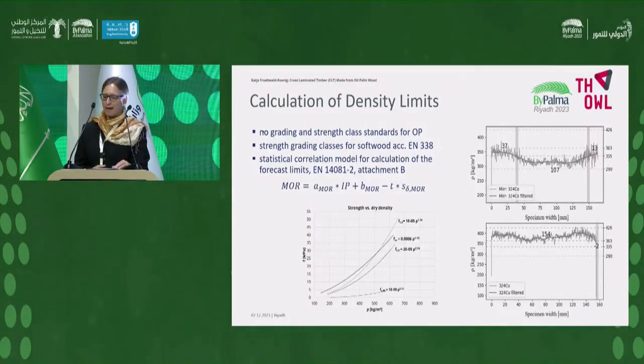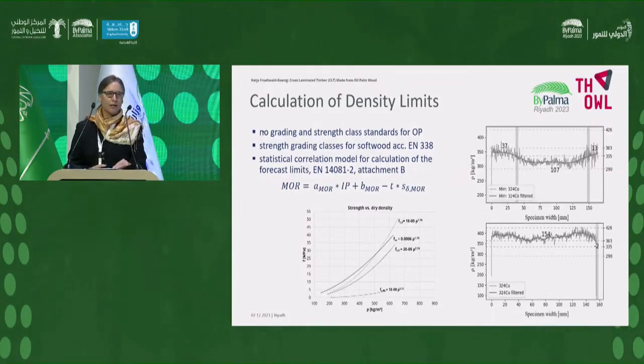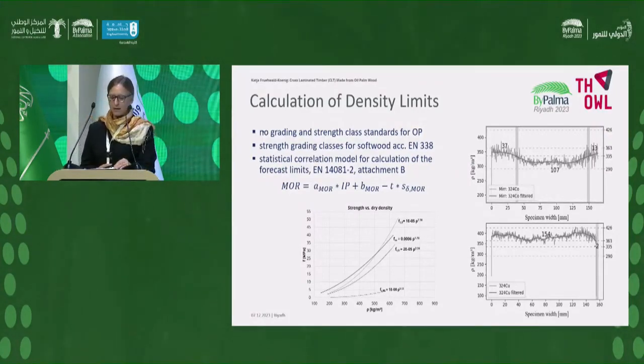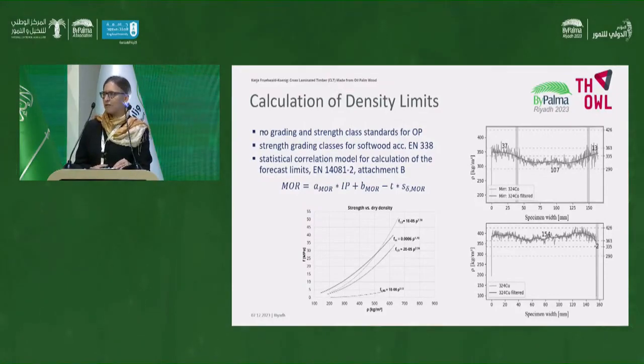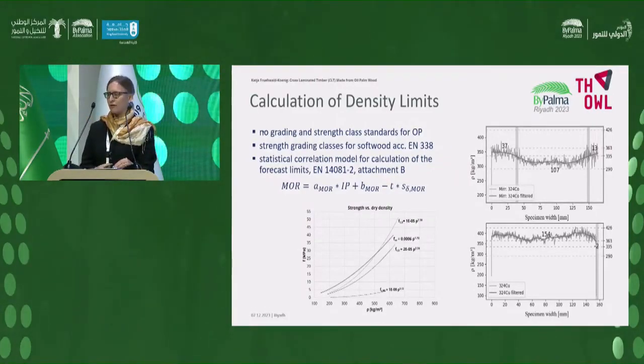Because no grading standards and no strength class system exists for oil palm lumber, the strength grading classes for European wood were used. Because the lowest strength class is C14, the characteristic values for the strength classes C10 and C12 were extrapolated. For the calculation of the characteristic values, the statistical correlation model according to the European standard was used.